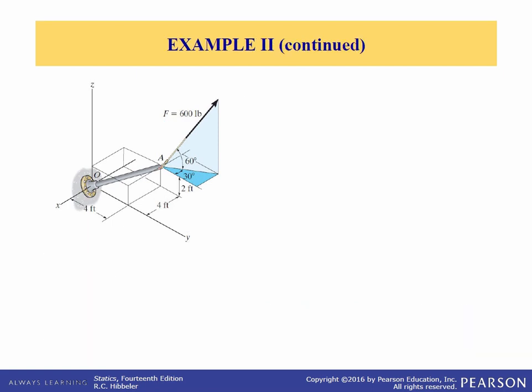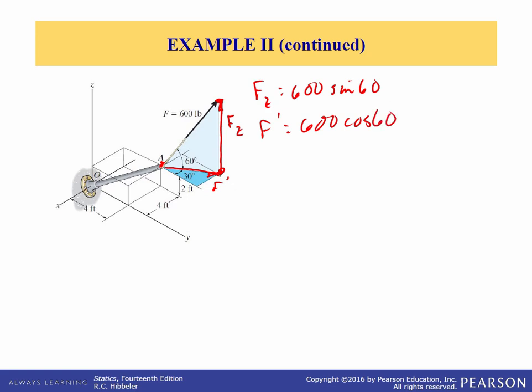So first, let's find F as a Cartesian vector. This vector F has two components. There's a right triangle that goes from A to this point to this point. We'll call this F sub z, and this one F prime. So it should be obvious that F sub z is 600 times the sine of 60, and F prime is 600 times the cosine of 60.